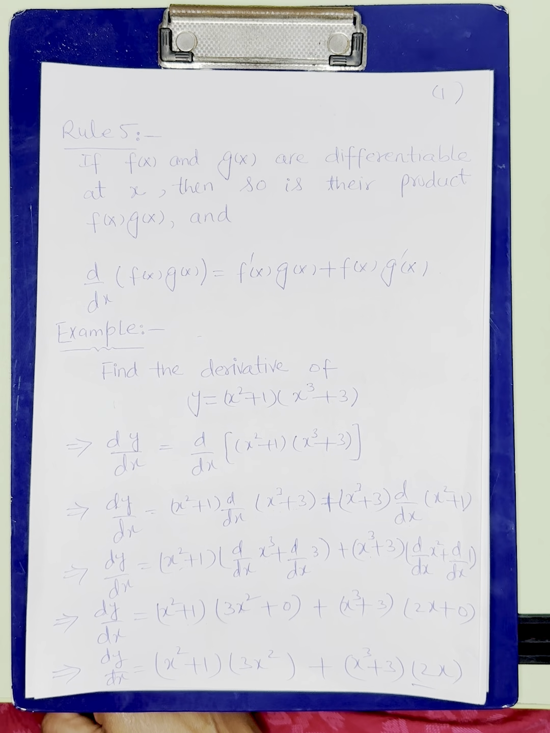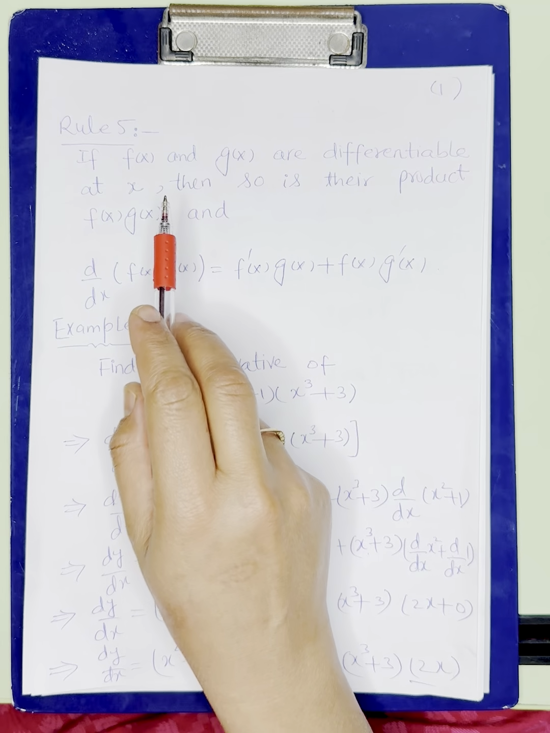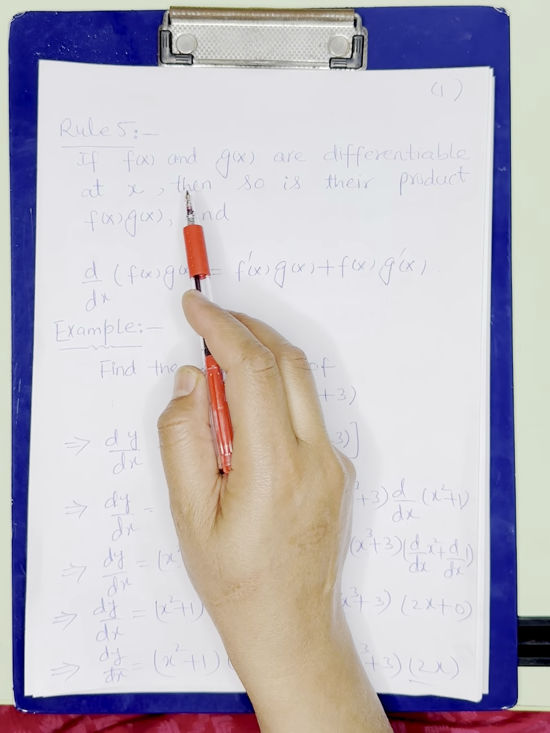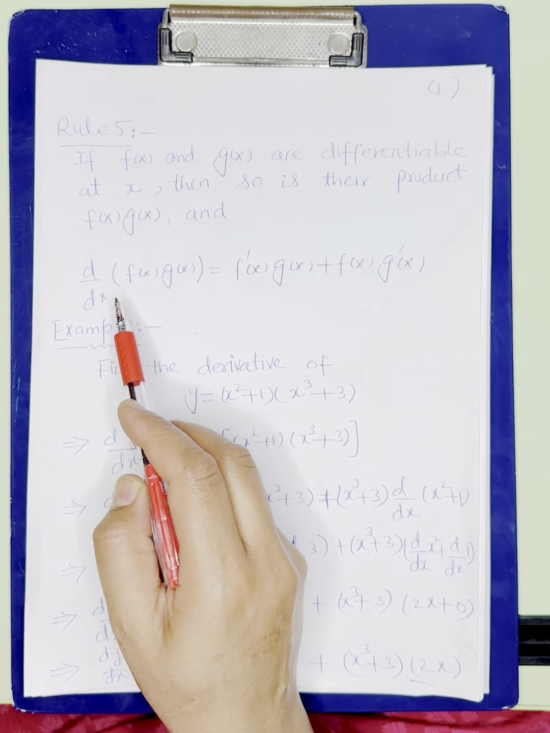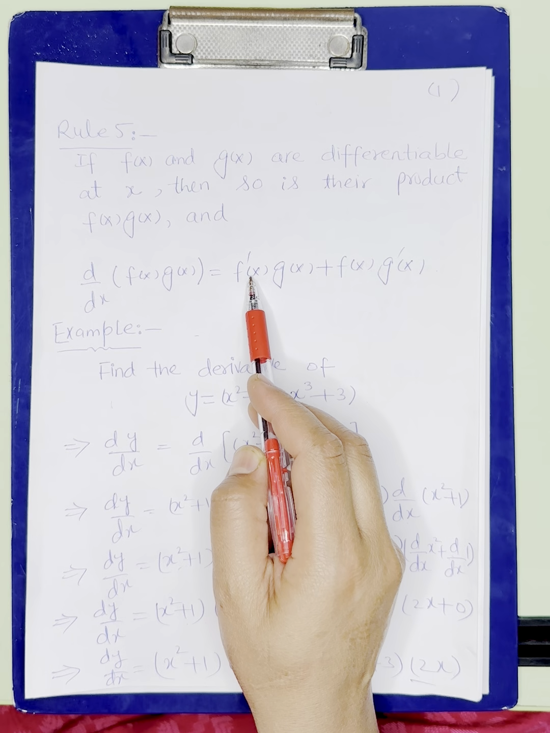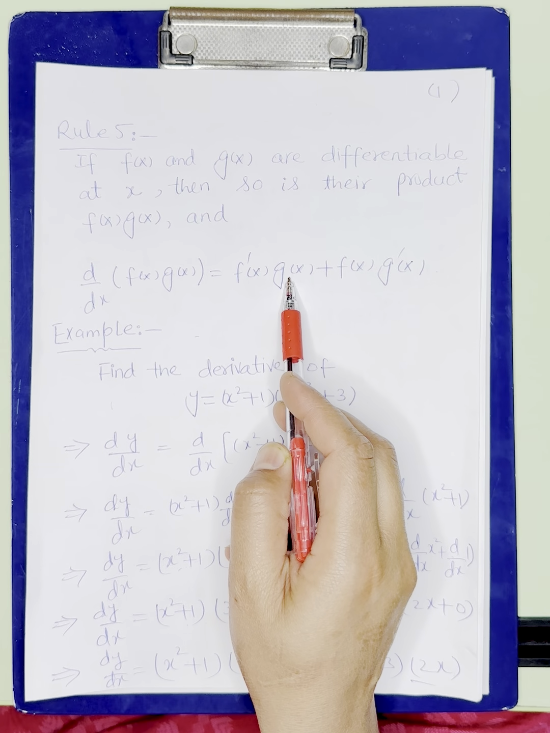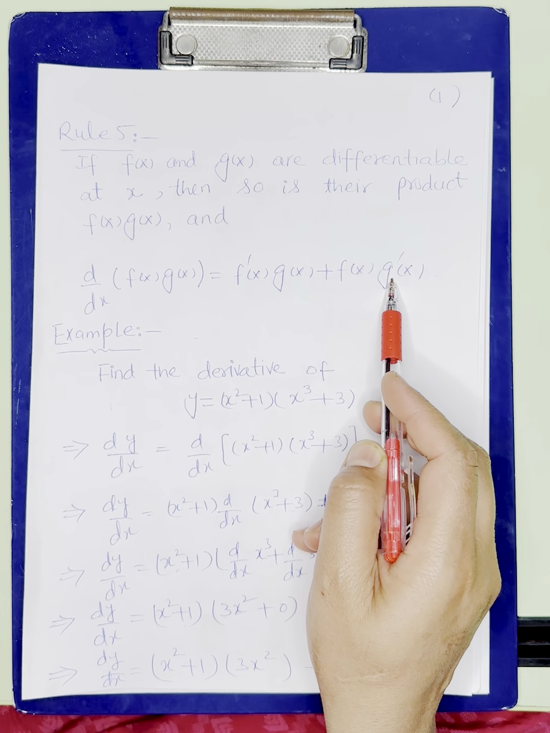In continuation of the last lecture, today we are going to discuss the fifth rule of differentiation, which is the product rule. If f of x and g of x are differentiable at x, then so is their product. And the product rule is defined over here. Derivative of the first function, and we keep the second function as it is, plus first function as it is and derivative of the second function.